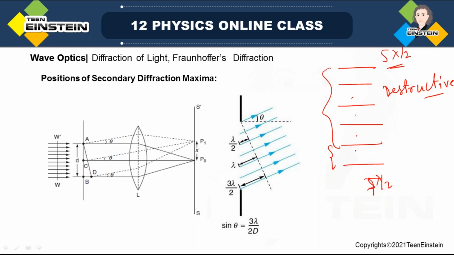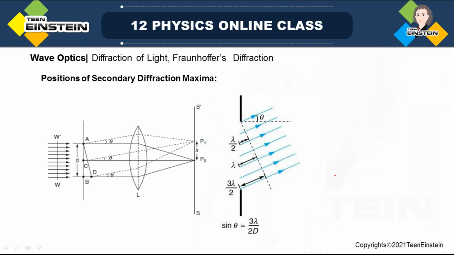If the path difference is 7 lambda by 2, you have to divide these sources into 7 equal parts. So 6 parts will interfere destructively, and only the 7th part will give you some light. That's how secondary maxima happen.